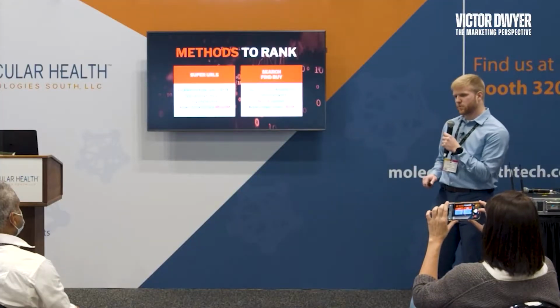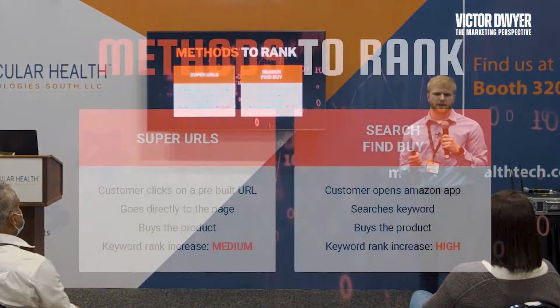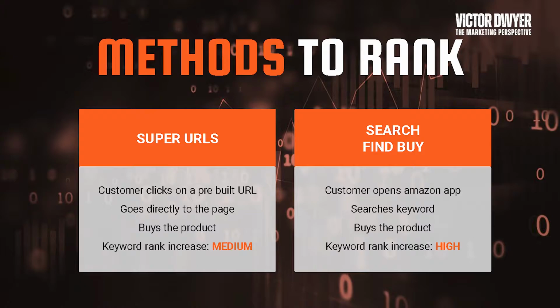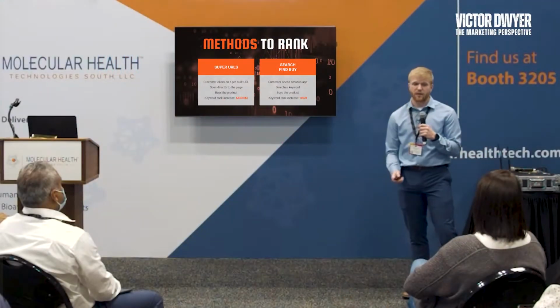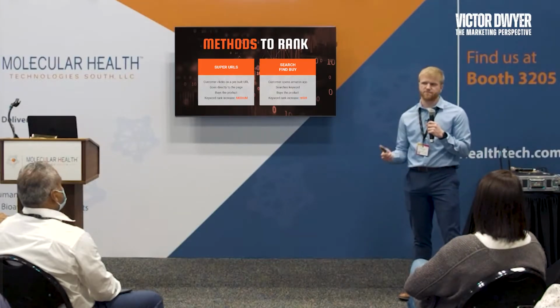So going back to the super URL method, a super URL's only job is to mimic the customer. When a person clicks on the link, it looks like to Amazon, someone typed in the word bedsheet, for example, and actually searched and bought that product. Now, Amazon is getting better and better at tracking these. So the effectiveness of it is about medium.